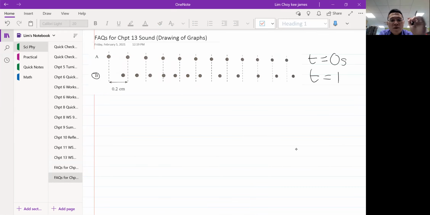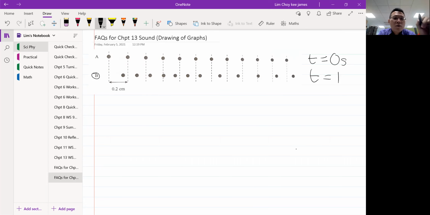From this picture, what you need to interpret is the motion of the particles themselves. For sound, the convention that we adopt is that we take right as positive and left as negative. What do we mean by that? Let's take a look here.